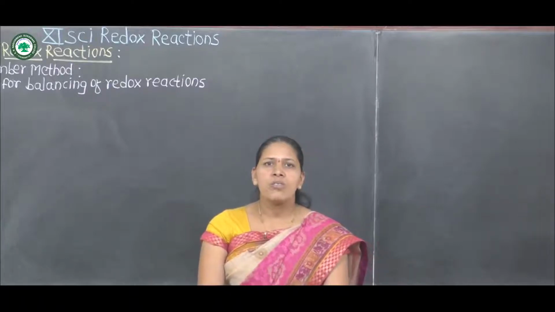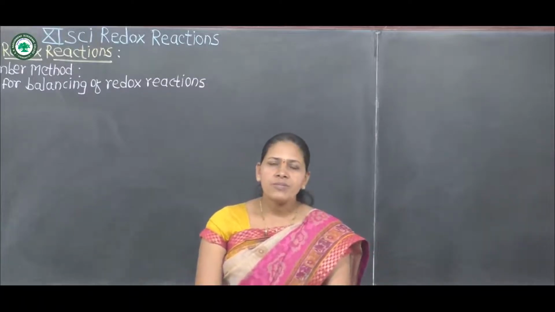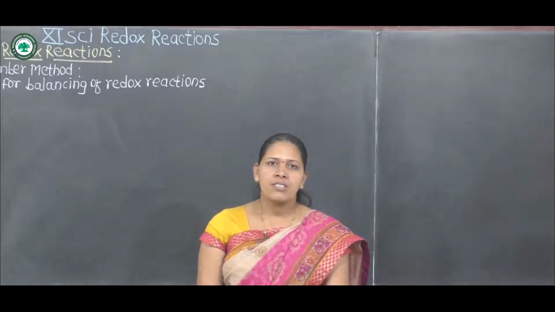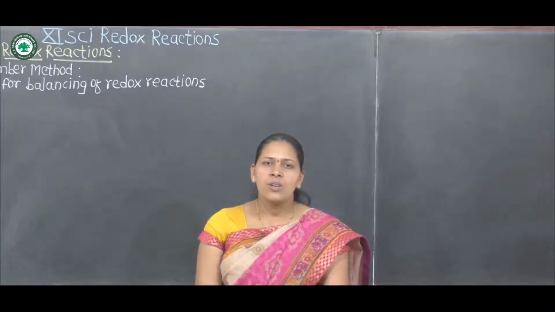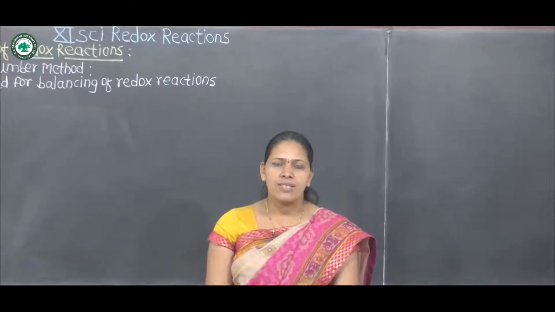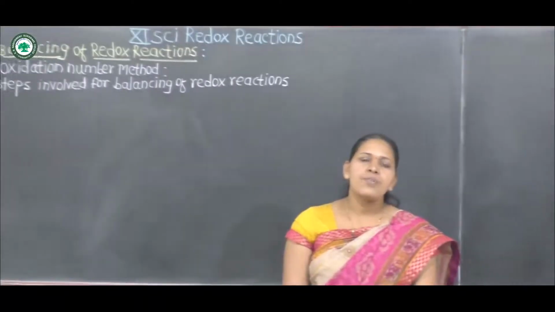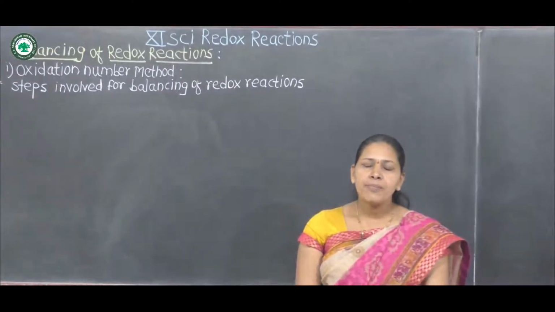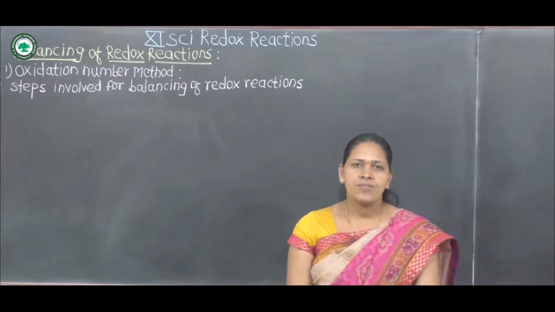In the last lecture, we studied how to calculate the oxidation number of atoms in a molecule. In this lecture, we are going to study balancing of redox reactions. There are two methods for balancing redox reactions. First method is the oxidation number method, and second method is the ion electron method. In this lecture, we are going to study how to balance redox reactions by using the oxidation number method. There are some steps involved in balancing of redox reactions.